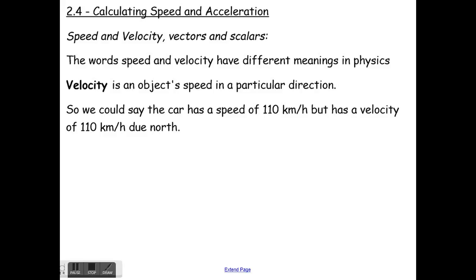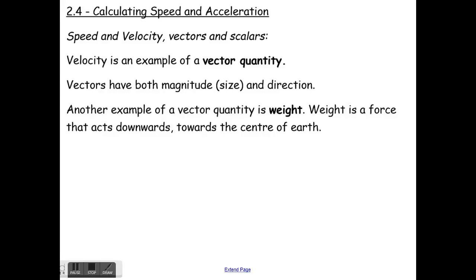For example, I could say the speed of the car is 110 kilometers per hour, but the velocity of the car is 110 kilometers per hour due north. So velocity gives a direction, and the car is driving north. That's the only difference. Velocity is an example of a vector quantity. Whenever you see the word vector, it tells you to add a direction. North, south, you can even say 60 degrees from north, something like that. So you have to add a direction for vector quantities.